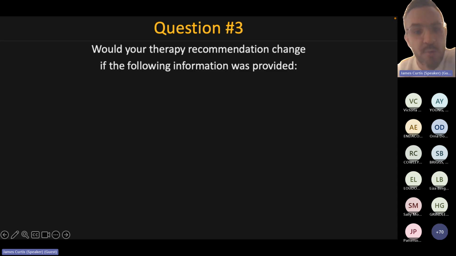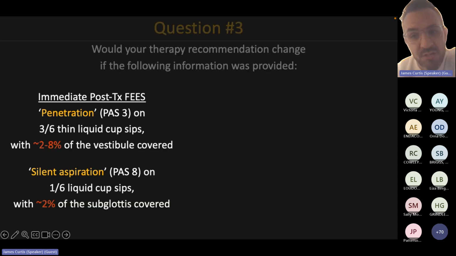Okay, but would our therapy recommendations change, and would our impressions change if the following information was provided? Pre-maintenance FEES, they had penetration on 3 out of 6 liquid cup sips, but this was characterized by 2 to 8% of the laryngeal vestibule being covered in penetrant residue. And they had 1 instance of silent aspiration, just as we said before, characterized by just about 2% of the subglottic shelf being covered.